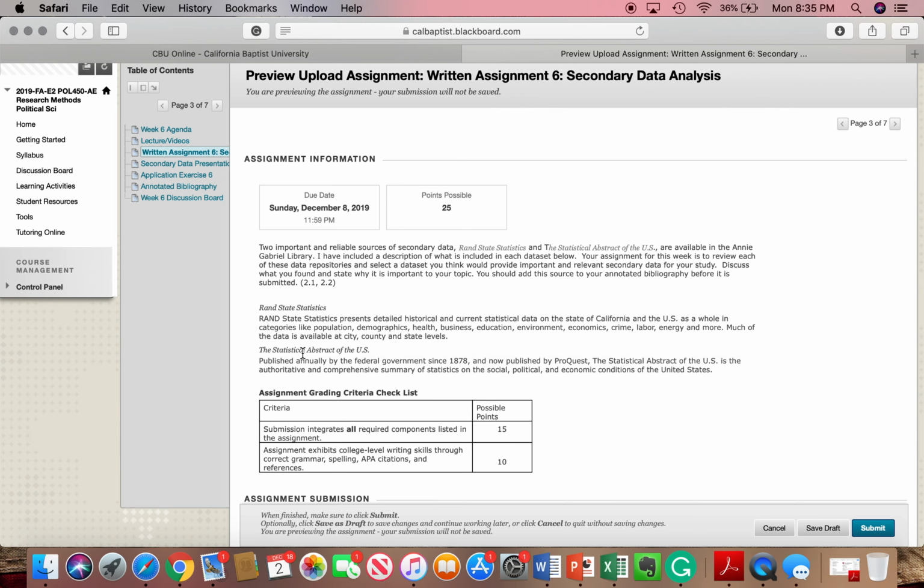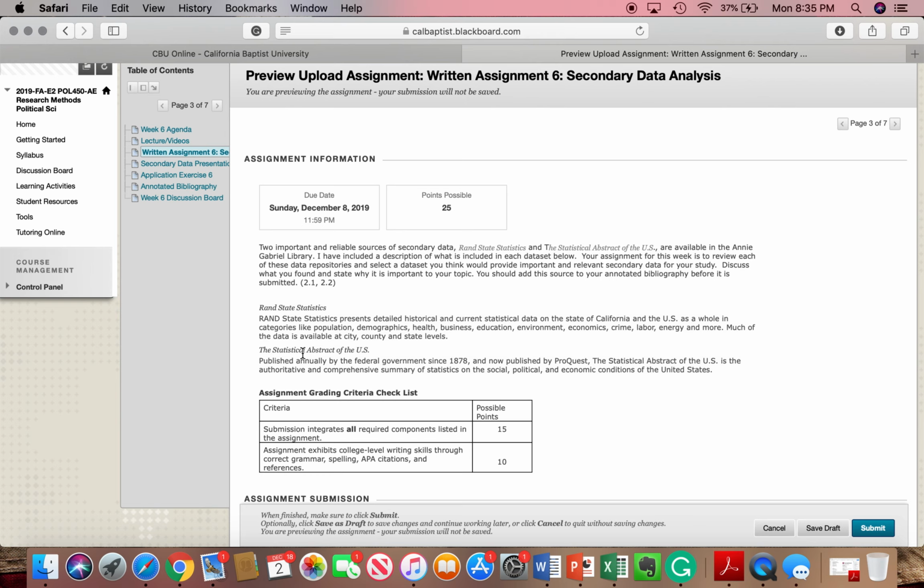Oftentimes we bring data in from different realms for studies. For many of you, what we did last week is we created a survey that we would use to get data. But we could also support that with existing data that has already been collected, and that's what we call secondary data. This week's assignment is due Sunday, December 8th, and is worth 25 points.